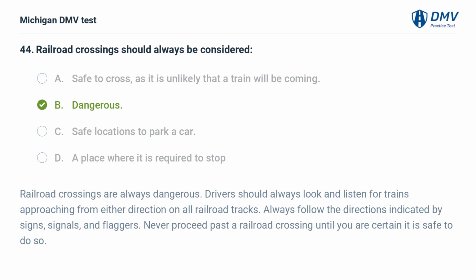B. Dangerous. Railroad crossings are always dangerous. Drivers should always look and listen for trains approaching from either direction on all railroad tracks. Always follow the directions indicated by signs, signals, and flaggers. Never proceed past a railroad crossing until you are certain it is safe to do so.